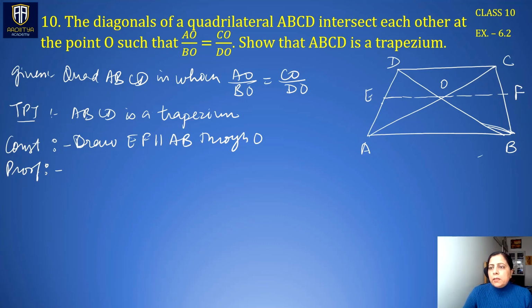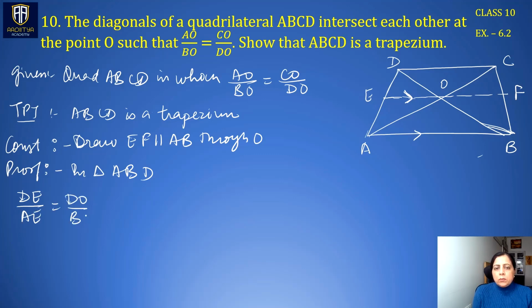So for the parallel line OE, what triangle can we choose? OE is parallel to AB, so first of all we have to choose triangle ABD. In triangle ABD, we can say DE upon AE is equal to DO upon BO. See what is given to us.